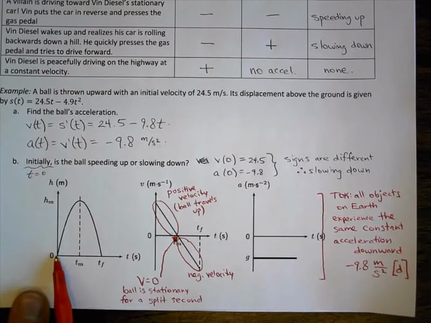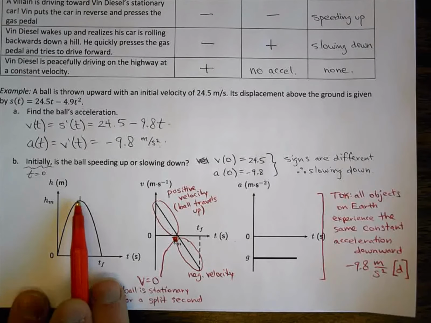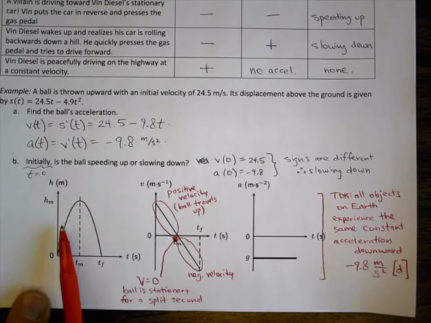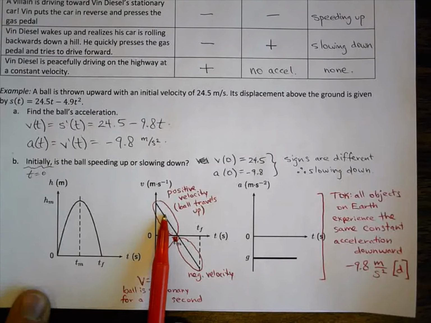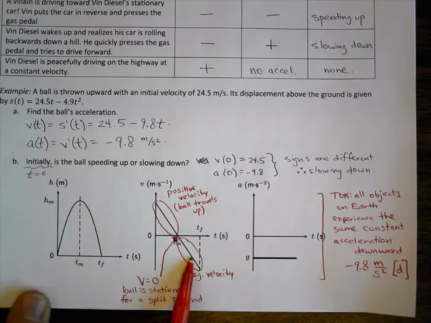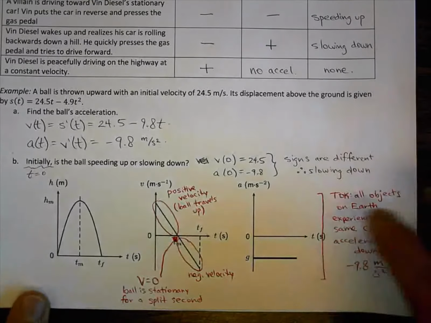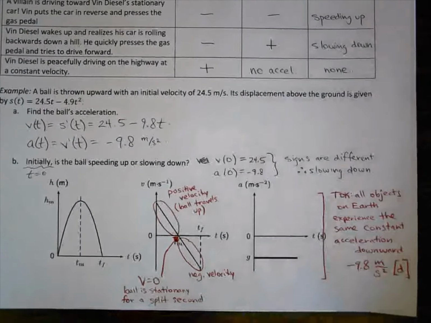And that's why at the beginning it's slowing down as you throw it upward, but then after it reaches its max point, it starts speeding up and coming down. So right here you have a positive velocity and negative acceleration, slowing down. Here you have a negative velocity, negative acceleration, so it's speeding up. And that's a TOK idea, so you can impress your friends with your physics knowledge.